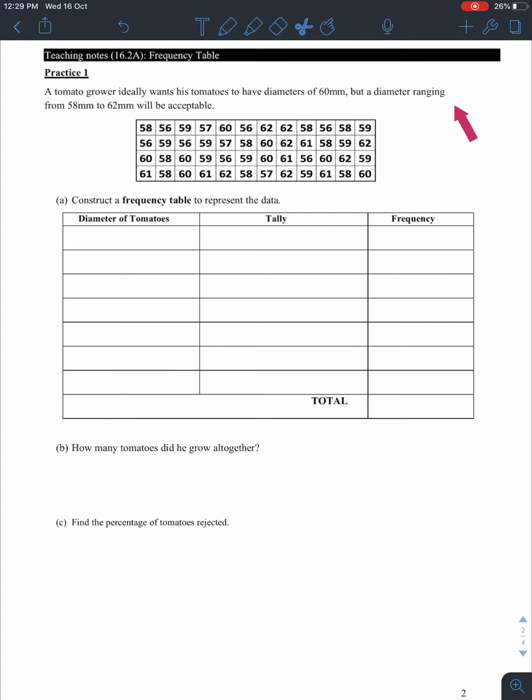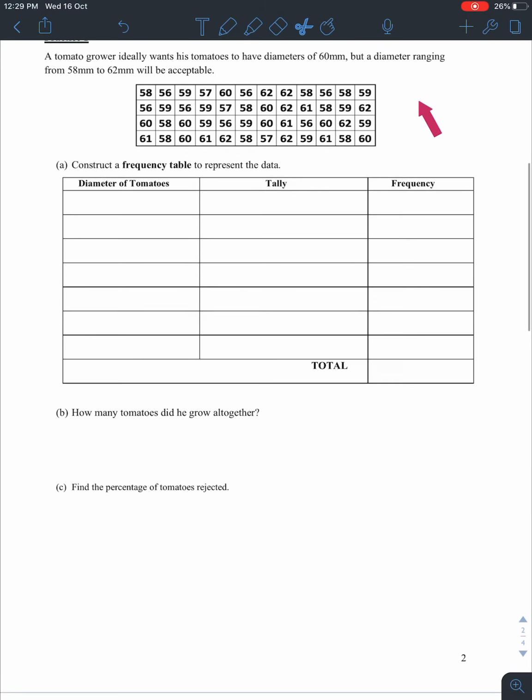Okay, so in this question, we are given that a tomato grower wants his tomatoes to have a diameter of 60 mm, and that is the ideal case, okay? But a diameter ranging from 58 to 62 mm will also be acceptable, right? So any diameter that is below 58 mm will be considered unacceptable, okay?